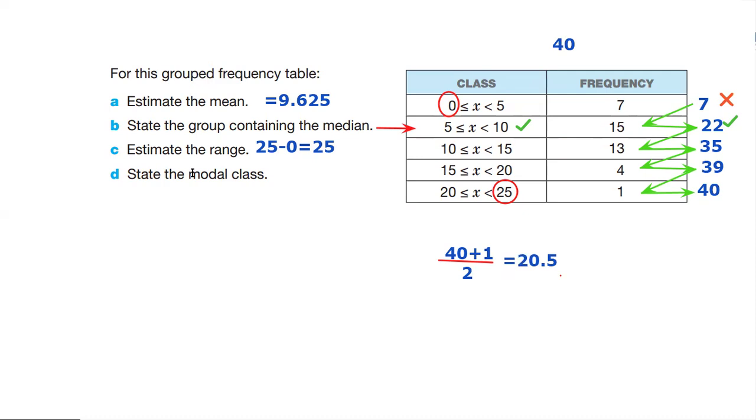Now, the last question here, state the modal class. Or the mode, same idea. Mode means the highest frequency. When I look at the frequencies here, I find out that 15 is the highest frequency. This means that this class here has the highest number of repetition. It means the answer is 5 to 10.